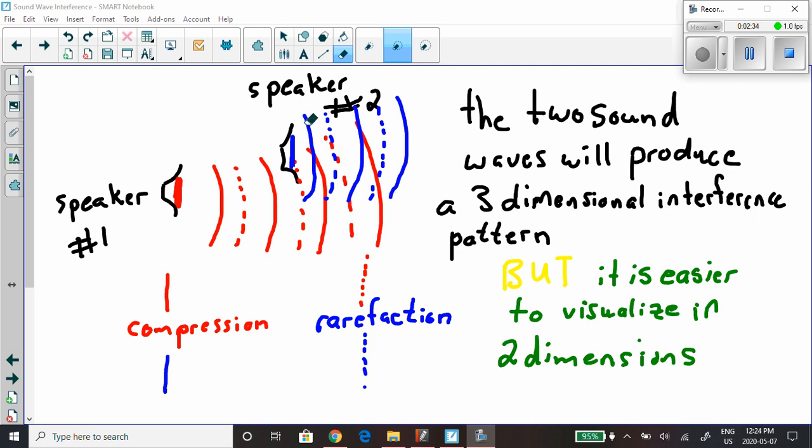While that's happening, at exactly the same wavelength, exactly the same frequency, exactly the same speed, speaker number two is creating a sound wave. I've made them blue here. So speaker number two is creating compression, rarefaction, and they're moving out. Well, out here in this three-dimensional volume, they're going to interfere with each other. So that's what I have written here. The two sound waves will produce a three-dimensional interference pattern. That's difficult to visualize. So we say, yeah, we know it's three-dimensional, but it's easier to visualize in 2 dimensions. So we just take a cross section of it and work on that.